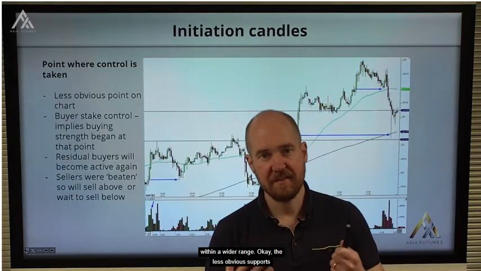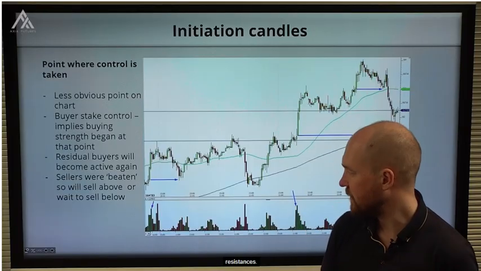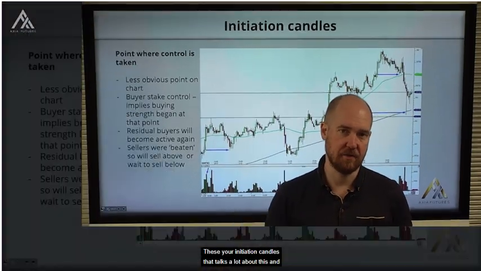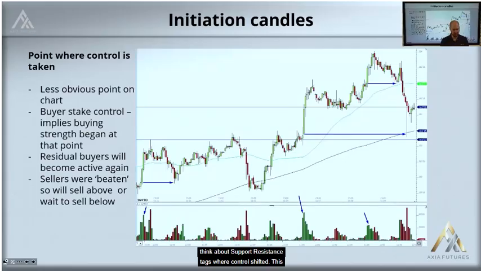Okay, the less obvious supports and resistances. These are your initiation candles. Now, I've talked to you a lot about thinking about support and resistance in terms of where control shifted. And this is exactly that. What we're looking at here then are points where a move has been initiated. Now we're not going to do lots on volume, we'll do volume in future sessions. But one of the key aspects of being able to look at a candle and define whether it is a point where initiative has come in is volume, because that shows that the participation has increased. Now, the obvious, easy way of looking at this is you can look for a large solid body candle.